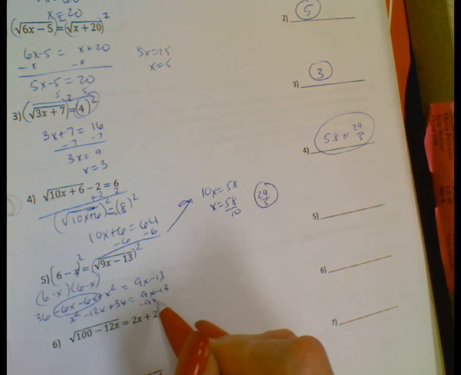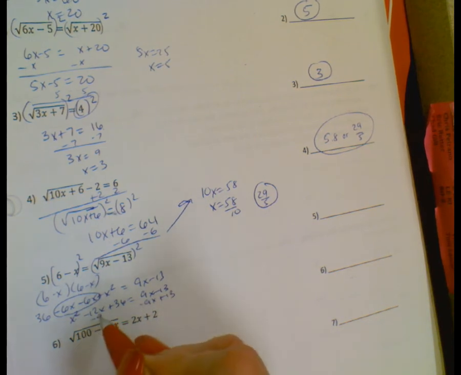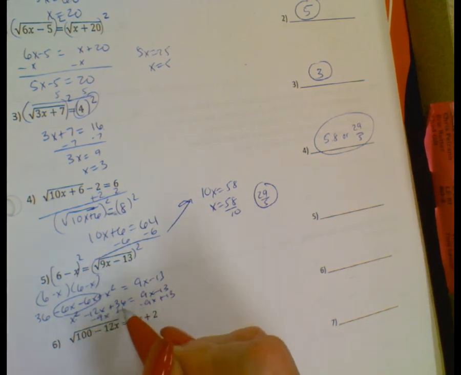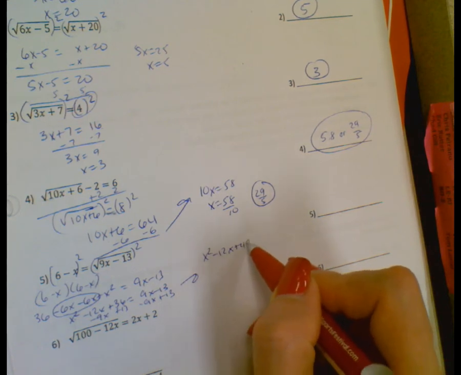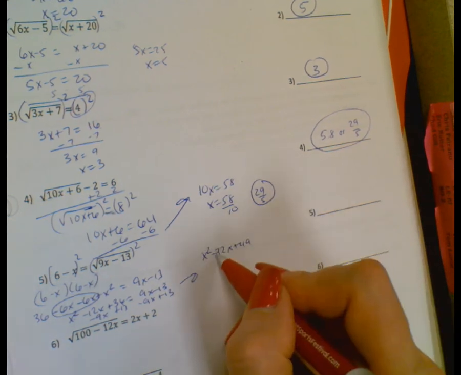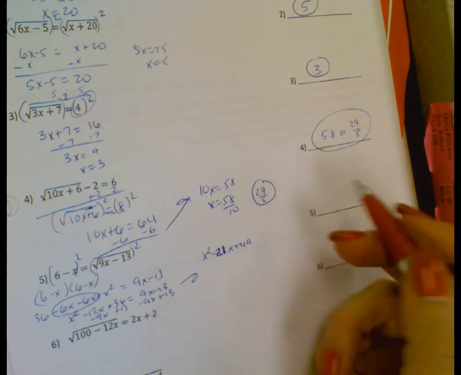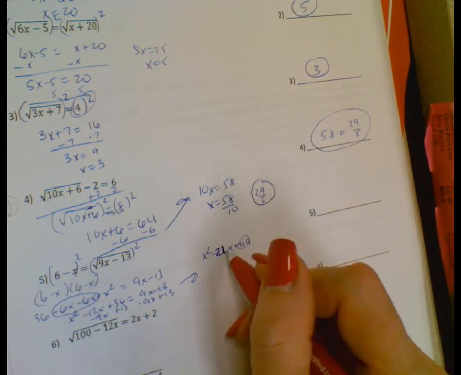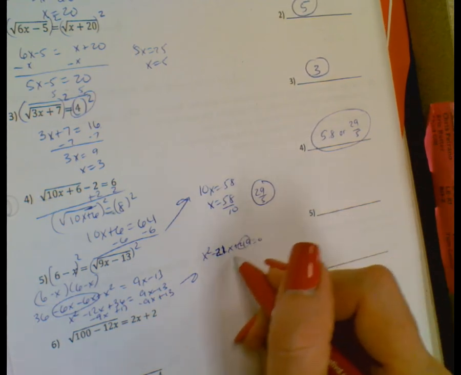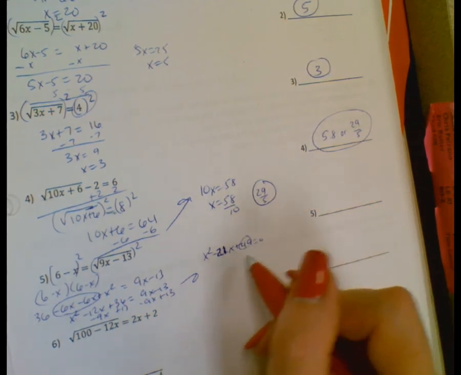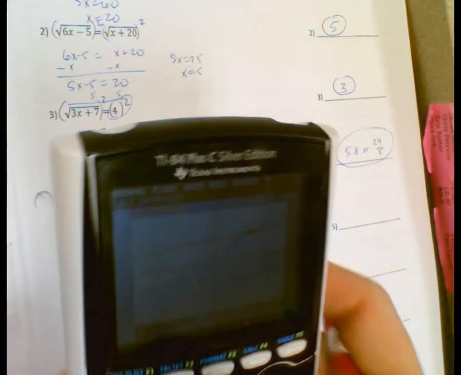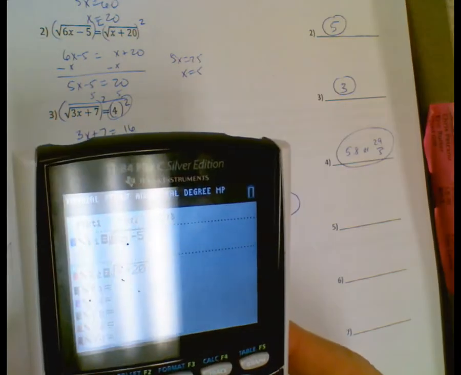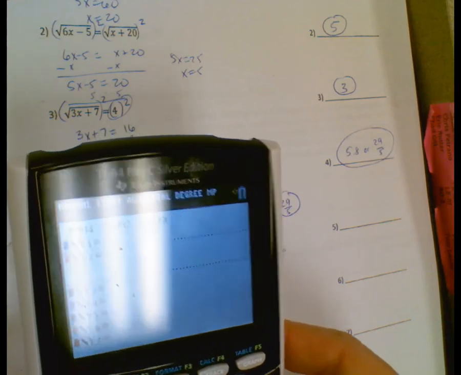So you have to get one side equal to 0. So subtract 9x and add 13 to this side. And you get x squared minus 21x plus 49, sorry. However, there's no factors of 49 that add to 21, so you would have to do the quadratic formula to get this. So at this time, I would bail out and just go to the calculator, because I don't want to do the quadratic formula. So we're going to go to the calculator, because this one's got too hard.